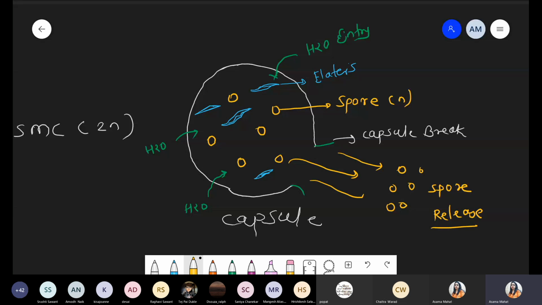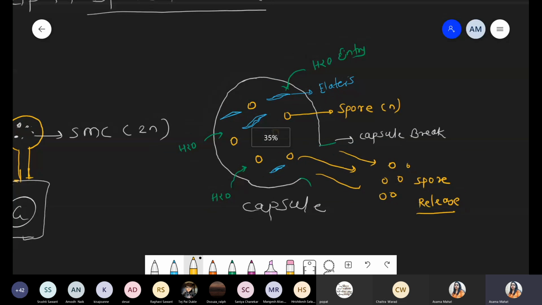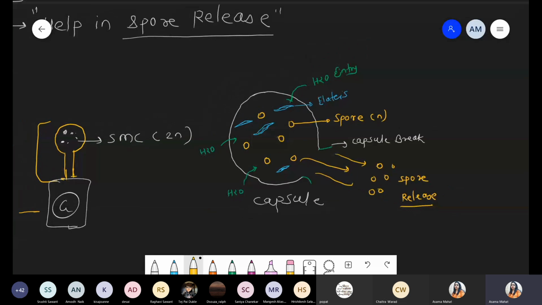Spores get released. That's why these elaters play a very important role in the release of the spores, because the entire capsule is made up of spore mother cells. Inside these spore mother cells, a few are converted into spores after meiosis, and a few are converted into elaters.